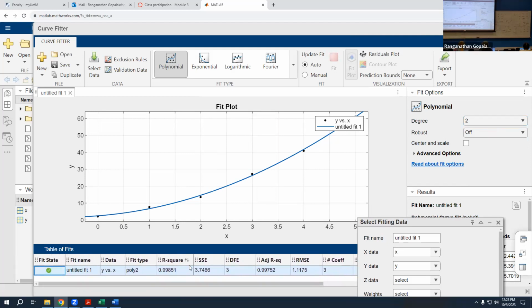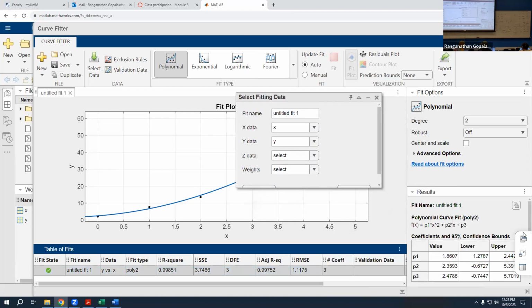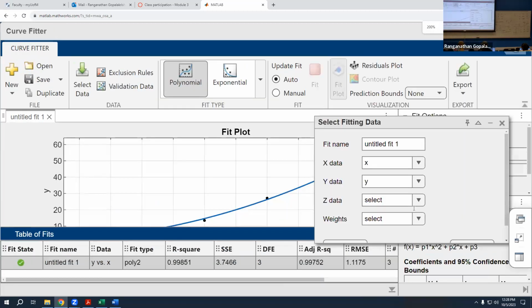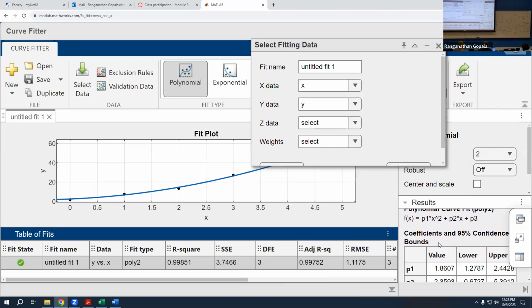calculations. So if you see at the bottom, the table of fits shows what type of fit, R squared, and the sum of squares 3.7466. That sounds familiar. That was the summation of S squared that we computed, remember? So that is this value. And what are the values of A0, A1, and A2? So if you see here, let me make this bigger. No need to follow this right away. I'll give you time. See the results here.